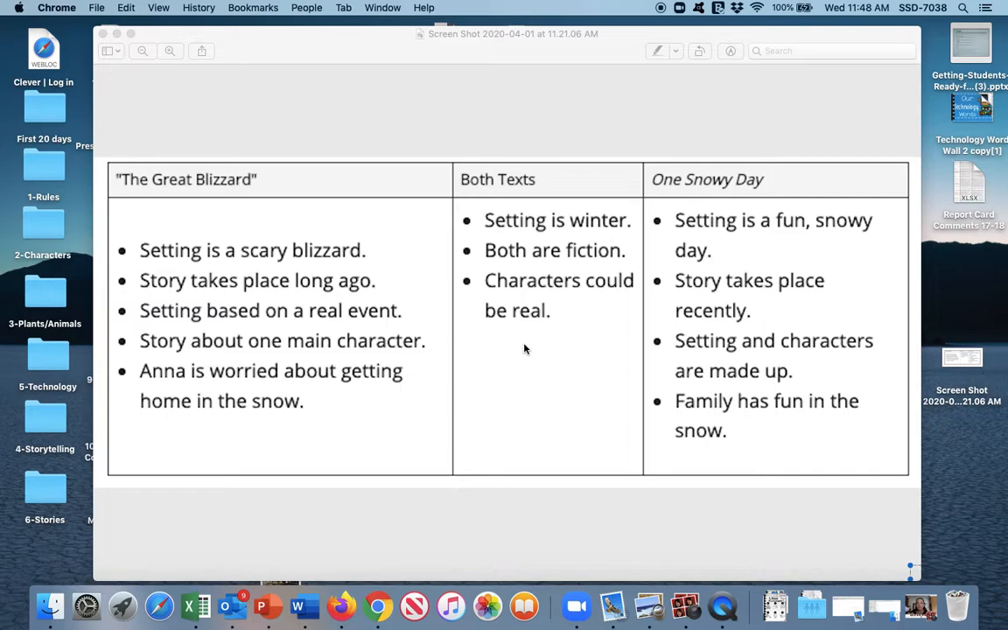In both texts, the setting is in winter. So that would be an example of giving a complete sentence. In both texts, the setting is in winter, sharing how they're alike. That is comparing. When we contrast our two stories, we're going to give a sentence like this. In The Great Blizzard, the setting is a scary blizzard. However, in One Snowy Day, the setting is a fun, snowy day. So we can use the words like, the setting is a scary day, but in One Snowy Day, the setting is a fun, snowy day. So practice now telling and sharing complete sentences using our chart for compare and contrast.